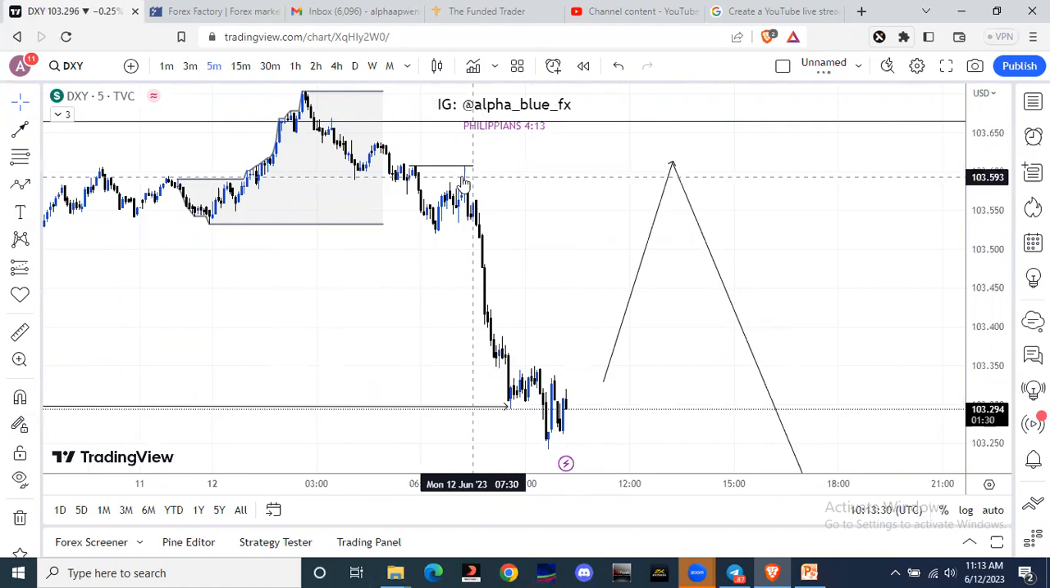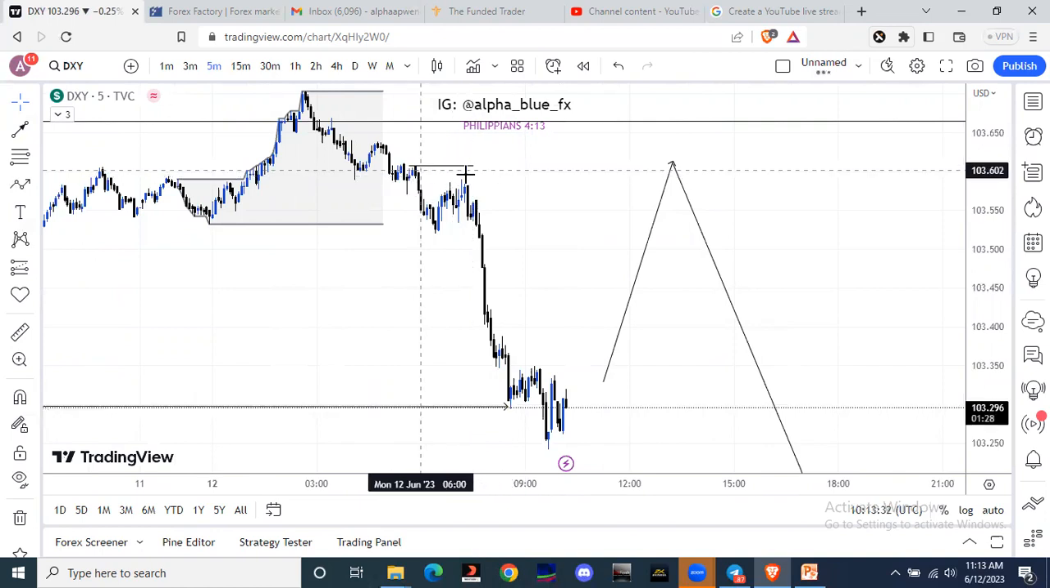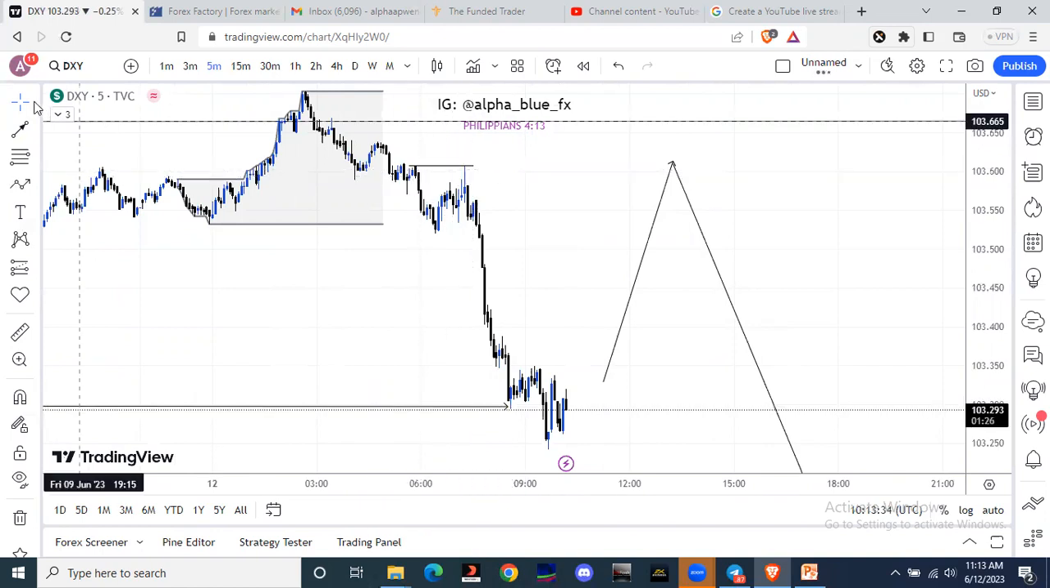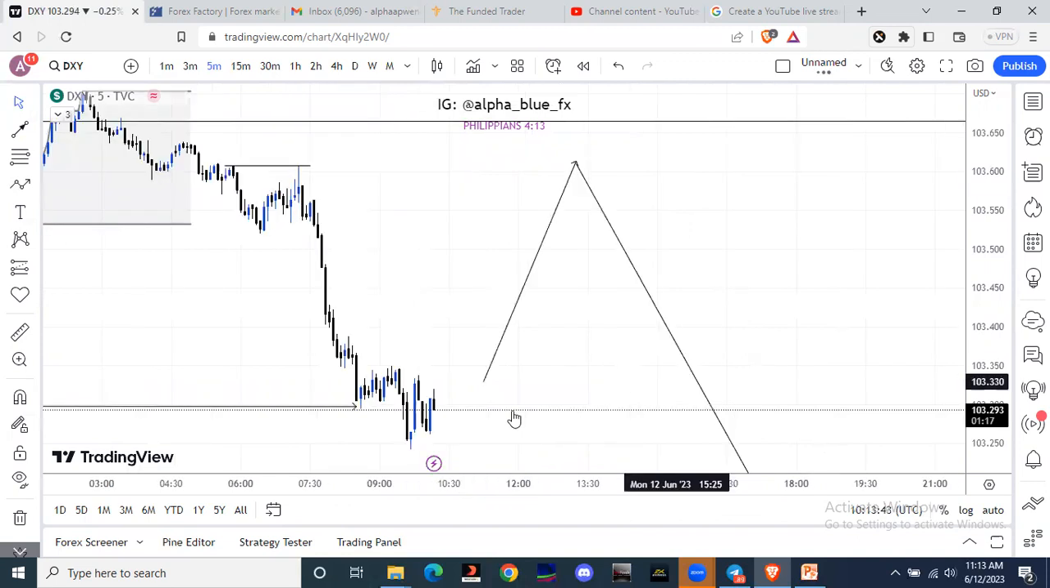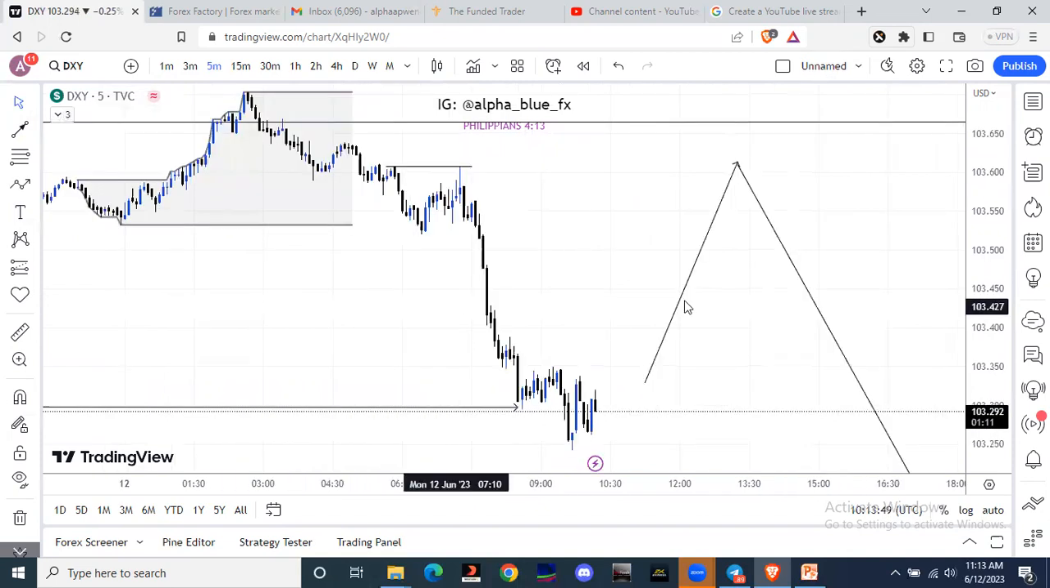In fact, what it did was to just come and form more liquidity by giving us a very, very sharp equal high right about here. Very, very sharp equal high here. Then it sold off. So what I'm expecting is for price to come and take out this equal high before it goes down.